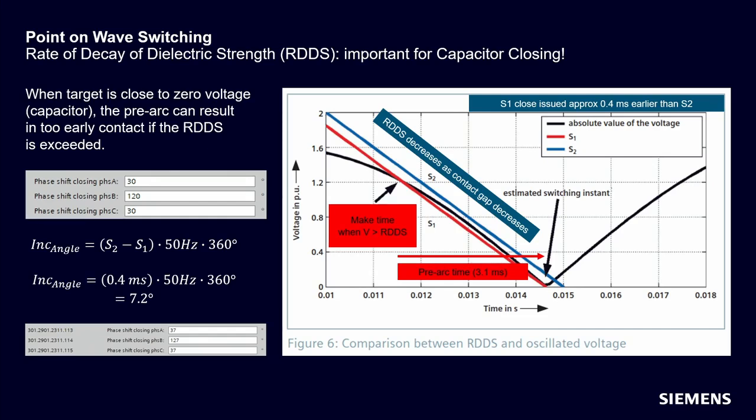In order to adjust such curves, you simply need to recalculate the time in degrees. This can be done using the following formula. Angle equals difference of S1 and S2 multiplied by 50 Hz multiplied by 360 degrees. In our case, it is 0.4 milliseconds, which gives us 7.2 degrees, which means you need to add 7.2 degrees to our standard switching angle. You can enter these angle values in the phase shift closing for all three phases accordingly.